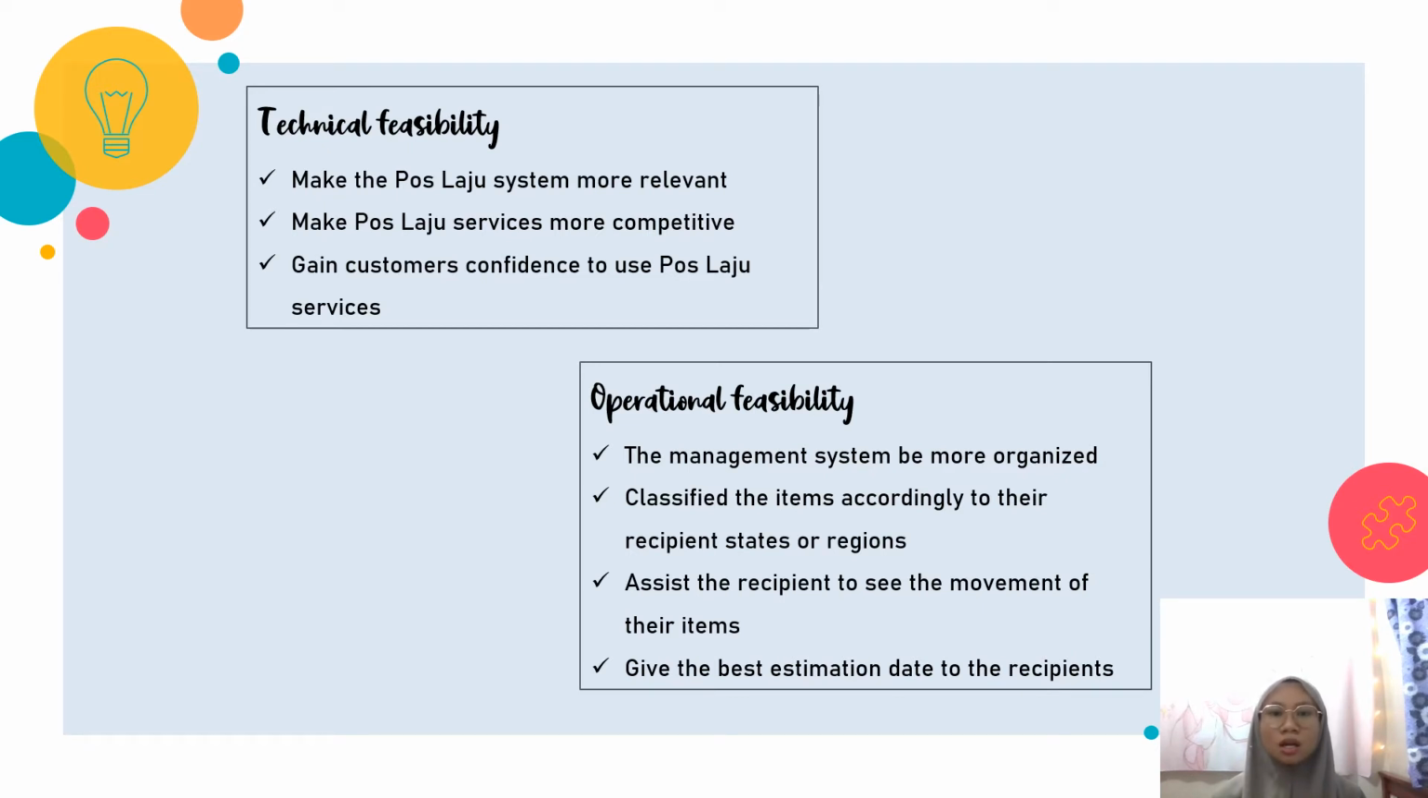And for the operational feasibility, the management will be more organized by classifying all the items to be delivered accordingly by state and regions, so the distribution of the items can be done faster. The new version of the notification system can assist recipients to see the movement of items and give the best estimation rates that will reduce recipient worries about the whereabouts of their items.